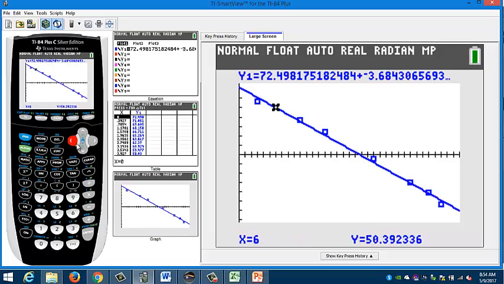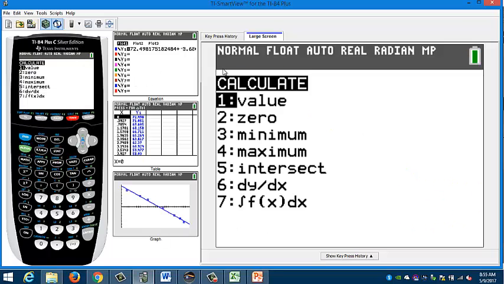Well, that's pretty close. It says at 6,000 feet, the temperature is 50 degrees, right? So we want 6,300 feet. Well, I can't get it exactly this way. But there is a way to get it exactly. Instead of hitting trace, I'm going to hit second trace. Do you see what's written in blue above the trace button on these calculators? It says calc for calculate. This is a really cool feature. Calculate a value.